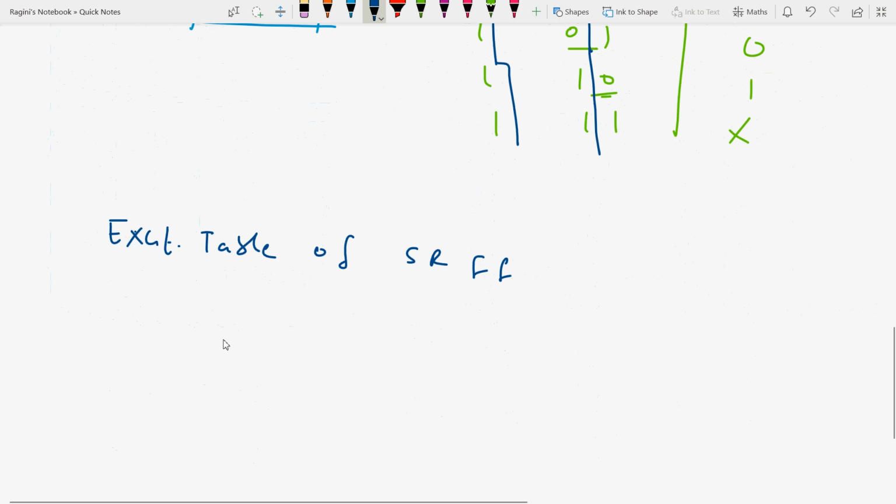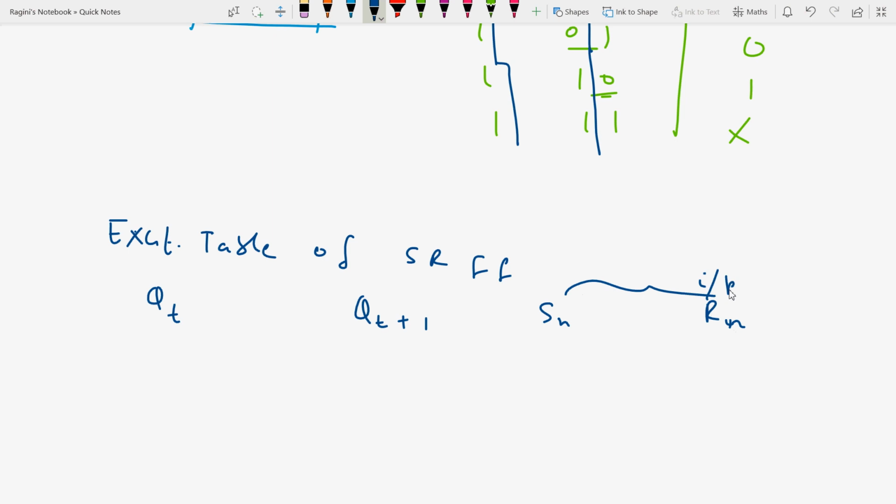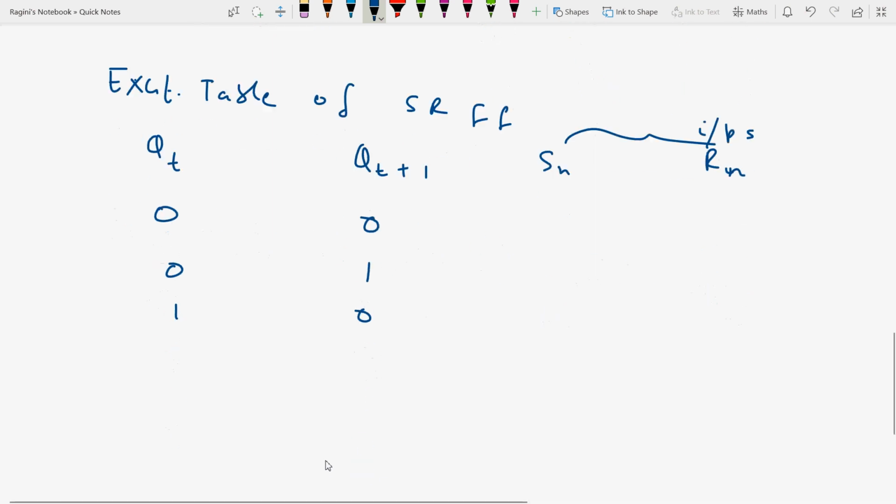you have present state Qt, you have next state Qt plus 1. You have Sn as input, you have Rn as input. So these are the two inputs, and this is the present state, this is the next state. Now 0 0, 0 1, 1 0 and 1 1.